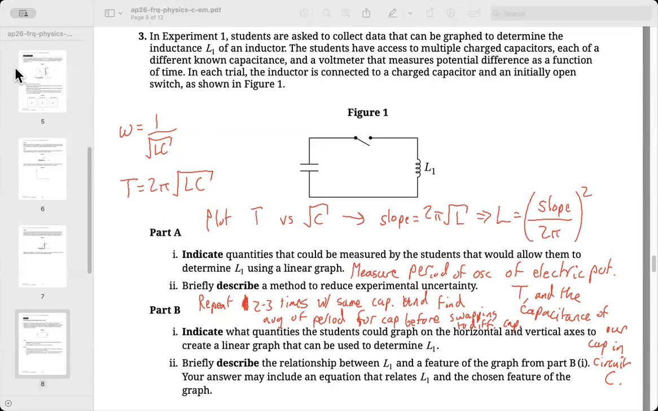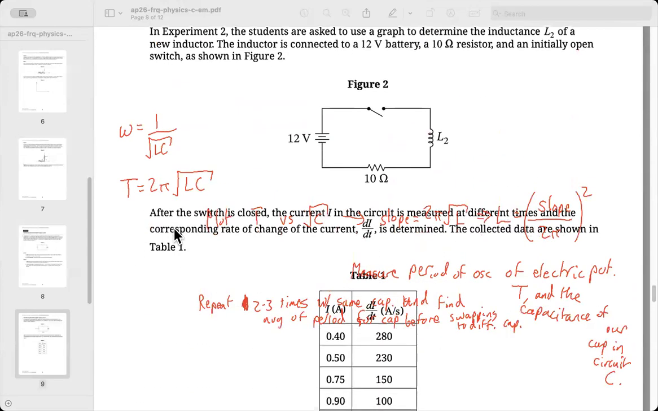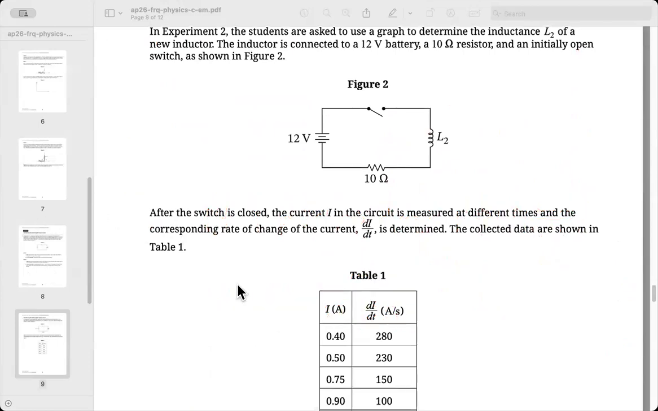So that's our answer for part B then. Okay, wow, this one's actually not too bad. In experiment 2, you're asked to determine the inductance. You have a battery and you have a resistor.